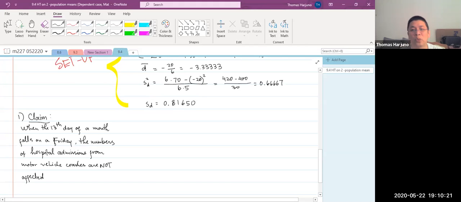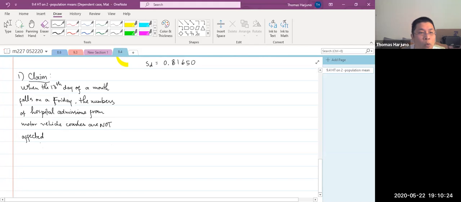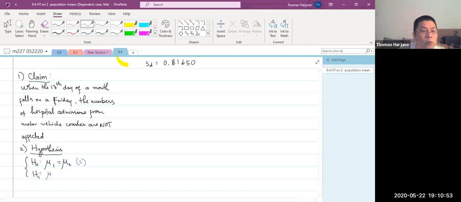That's the claim. So I will need to show the hypotheses. The null hypothesis is mu1 equals mu2, right? That's the claim. The alternate hypothesis is when they are not the same, of course. But we cannot work on this.